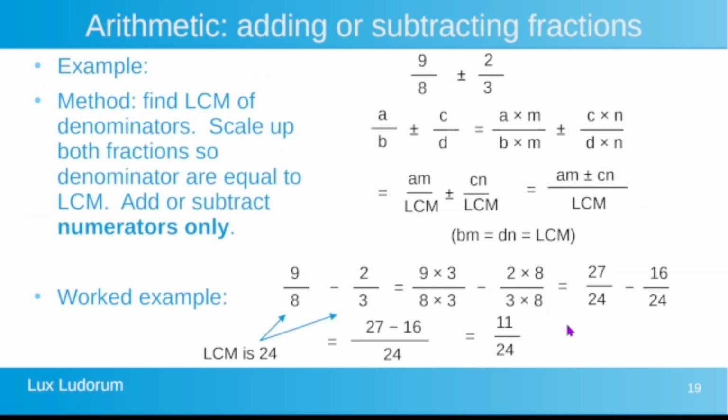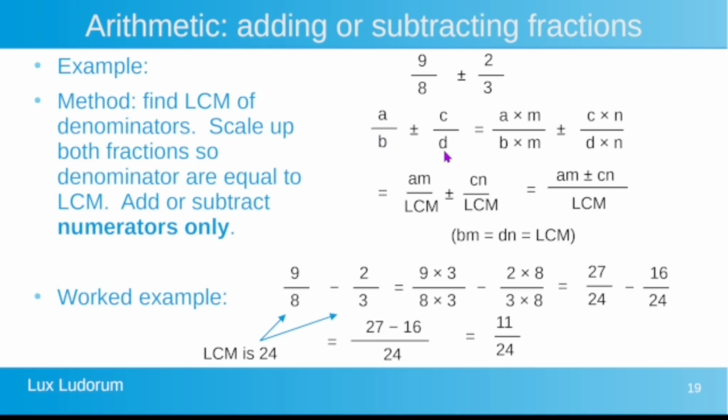An example, we've got 9 over 8 plus 2 over 3 or 9 over 8 minus 2 over 3. This plus minus sign just means we're doing either the plus or the minus. It's the same for both operations, or the process is the same. So we're looking for the lowest common multiple of the denominators.